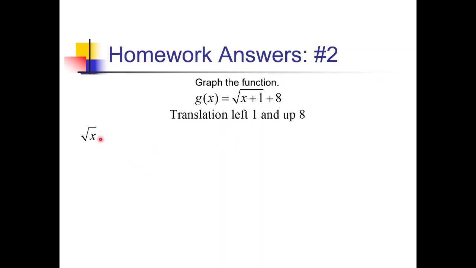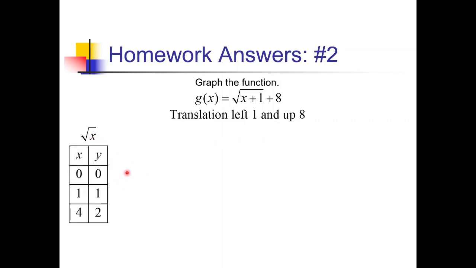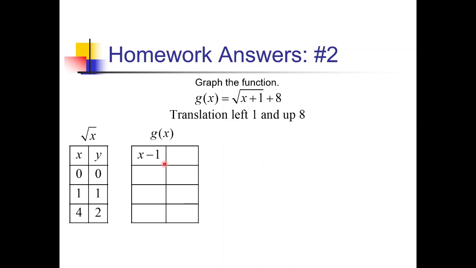My original square root function parent table here, we've got 0, 0, 1, 1, and 4, 2. And then for the x's, when I do the new table for the g function, since we're going left 1, we have to do x minus 1. Up 8 means we're doing y plus 8. And let's apply these now. So 0 minus 1 is negative 1. 1 minus 1 is 0, and 4 minus 1 is 3.